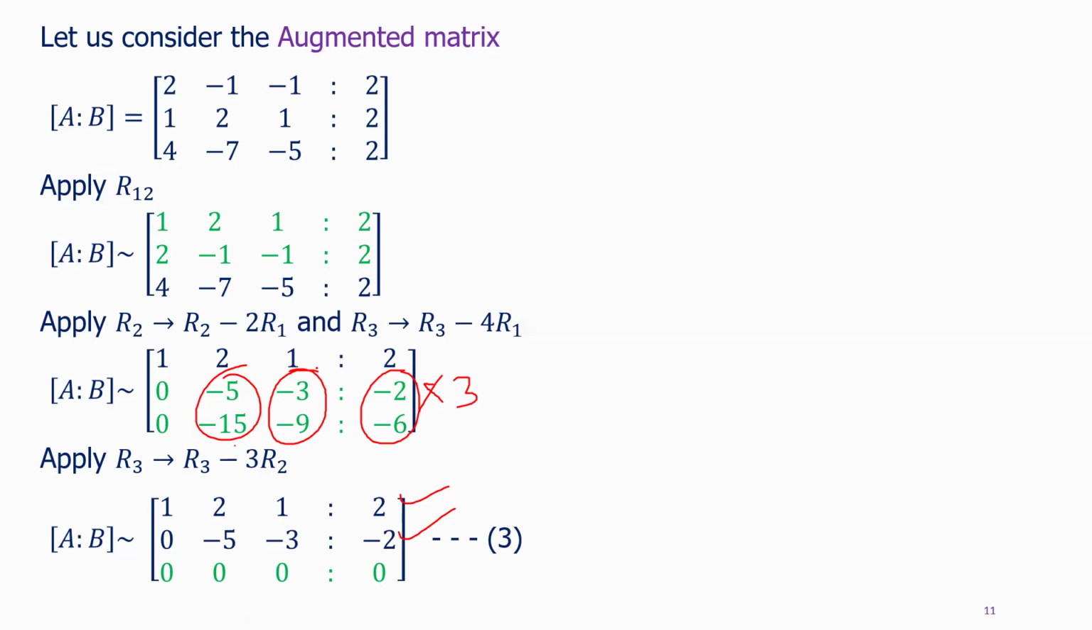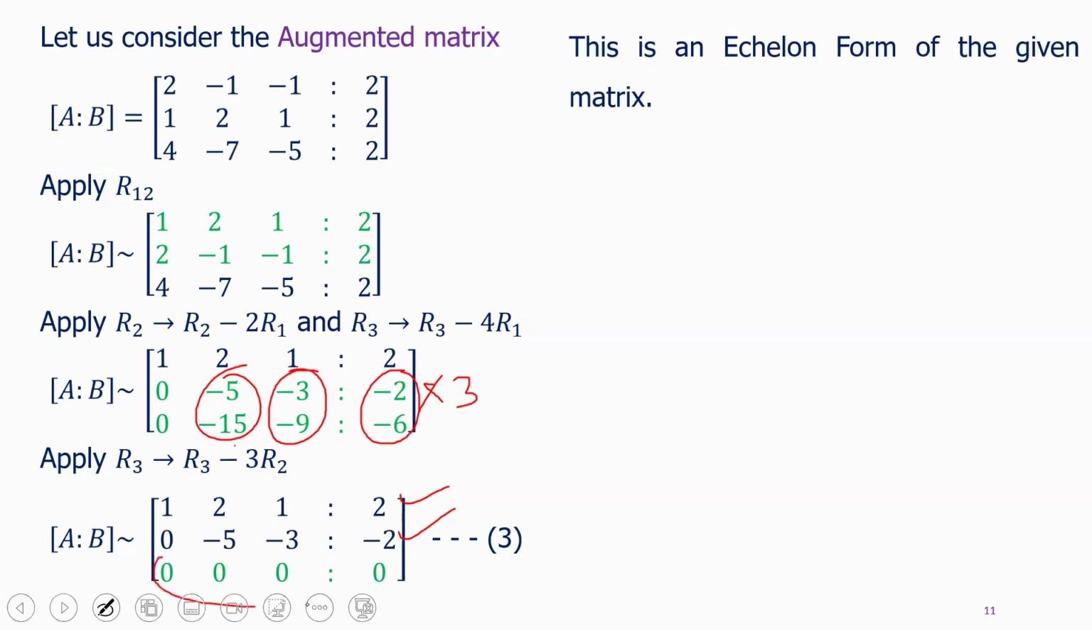Now, this is an echelon form of the given matrix, right? Because the last row will become 0. So we don't have any a33 which is non-zero. So we have reduced the given matrix, because this is the main diagonal, and below the main diagonal, all elements are 0. So this is an echelon form of the given matrix.